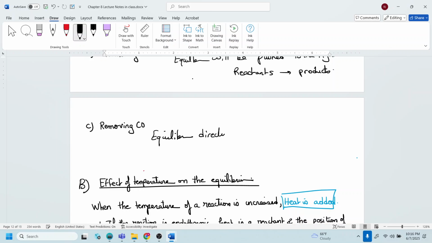Direction will be pushed to the left. So it's going to go from the products to the reactants.